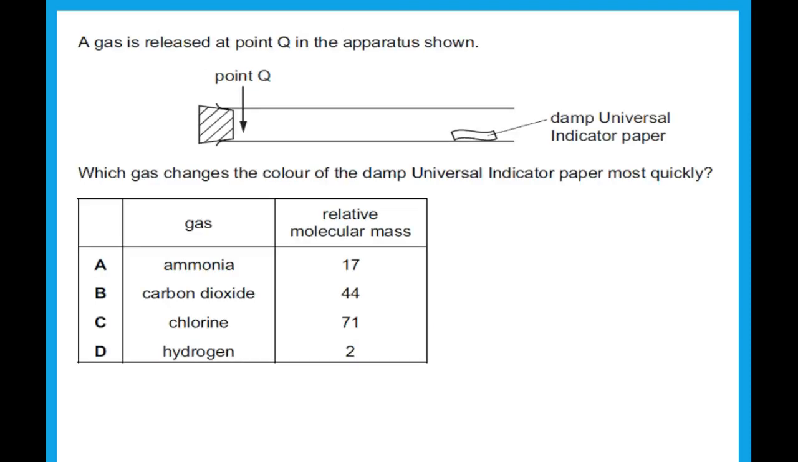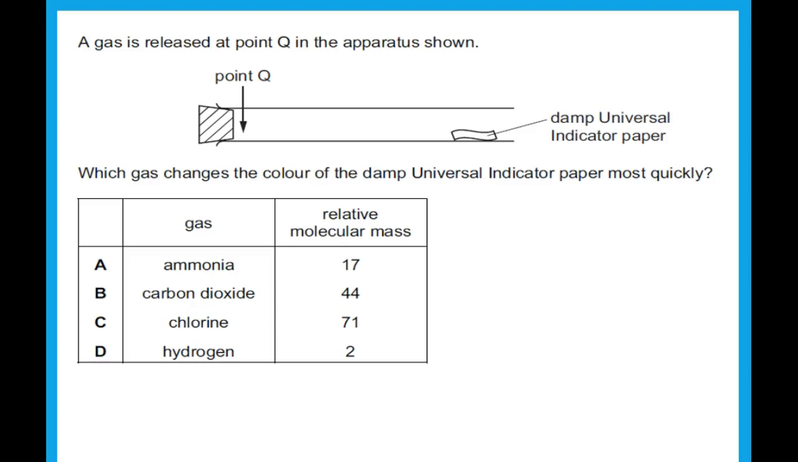Do we agree with this? Okay, a gas is released at point Q in the apparatus shown. So this is like the experiment with the open-ended tubes. He puts a damp universal indicator paper on one end. Which gas changes the color of the damp universal indicator paper most quickly?